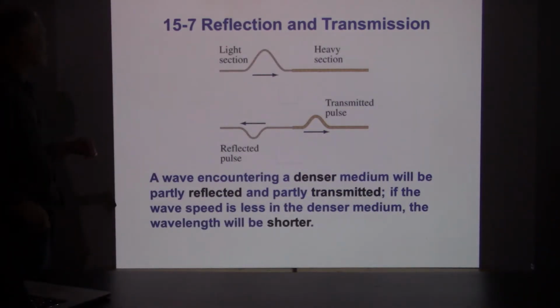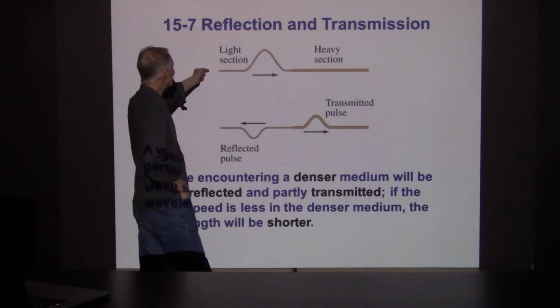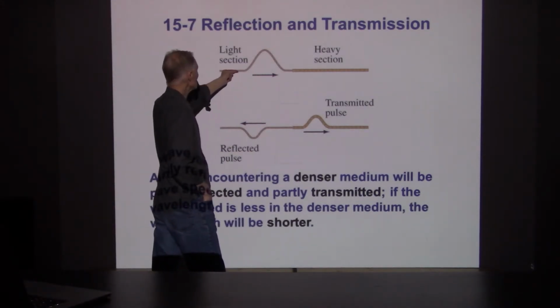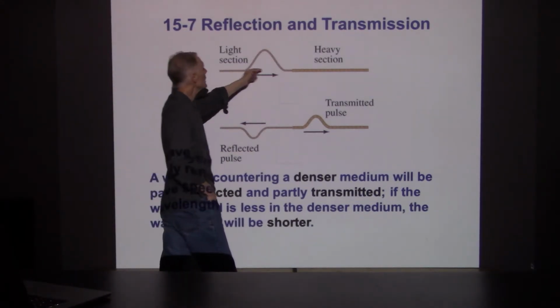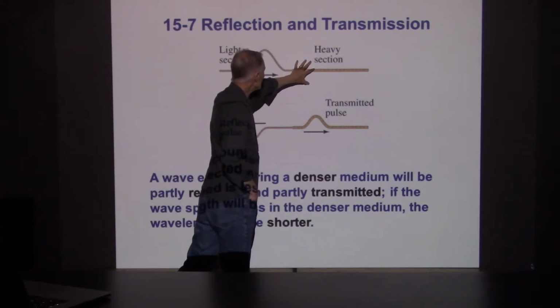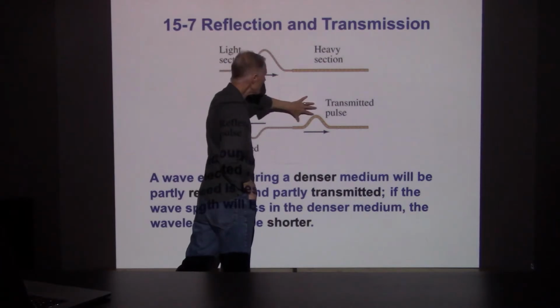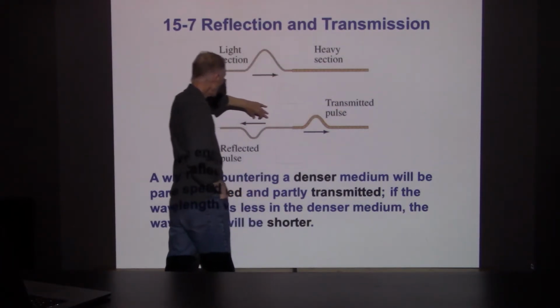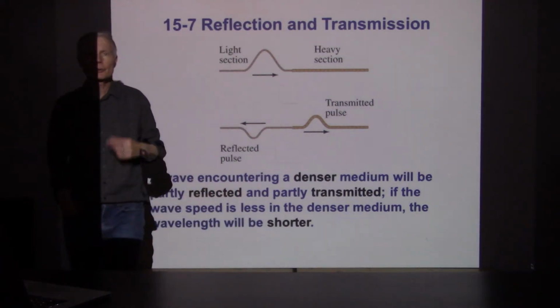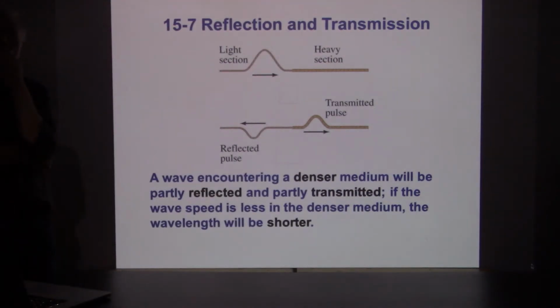Here's another effect we can take a look at. Let's say here is a lighter section, a lower value of mu, and then there's a higher value of mu here. If you hit a boundary like this, you'll end up with a transmitted pulse and also a reflected pulse. You'll end up with both. And so at these boundaries, in terms of the medium properties, you can create these kinds of effects.